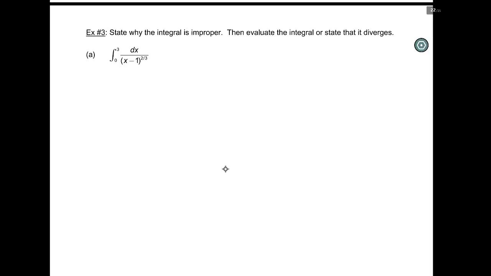So example 3: state why the integral is improper, and then we want to evaluate it or state that it diverges. If you see that in the denominator, if x is equal to 1, we're going to have a vertical asymptote. So there's a vertical asymptote at x equals 1. So it's continuous on the interval from 0 to 1, excluding 1, and then 1 to 3.